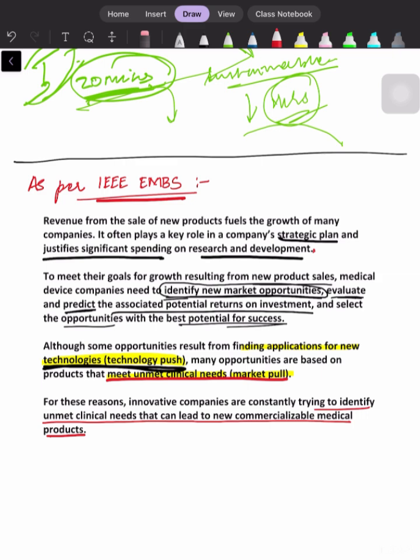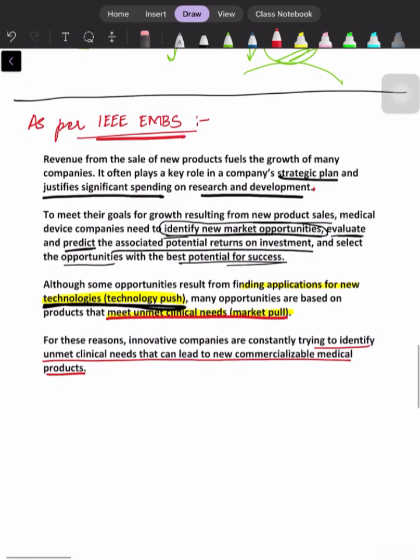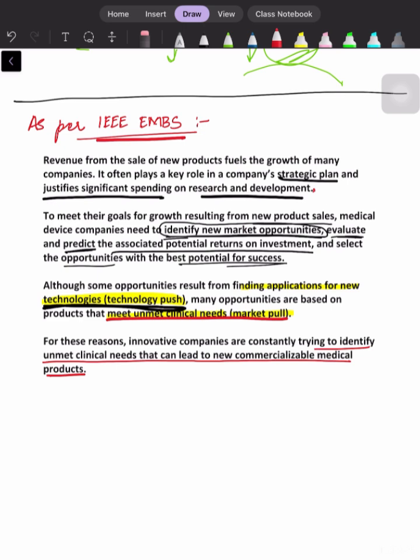And to meet their goal for growth resulting from new product sales, medical device companies need to identify new market opportunities. So only when they have a new market opportunity will they evaluate and predict the associated potential return on investment, and select the opportunity with the best potential for success. Although some opportunities result from finding applications for new technology, so that's a technology push, like, oh wow, I'm going to work on this technology and it's really going to be enhanced.